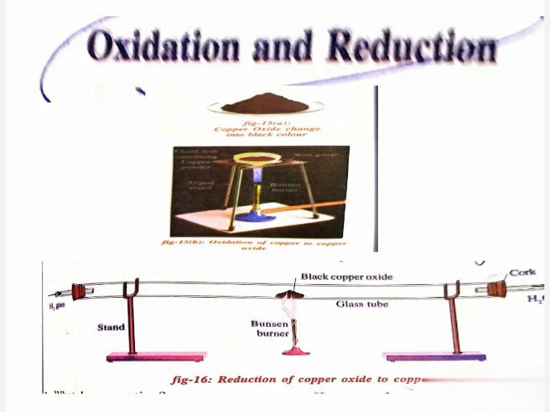What is the reaction for this? 2Cu plus O2 gives 2CuO. So when we heat this copper, it reacts with the oxygen present in the atmosphere and the color of the copper changes. That means copper is combining with the oxygen present in the atmosphere and forms copper oxide. 2Cu plus O2 gives 2CuO.